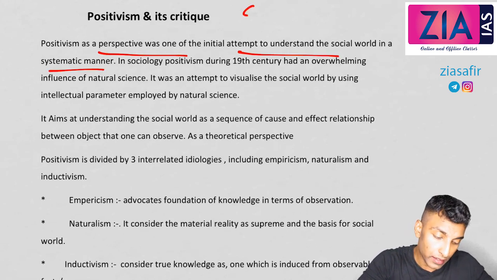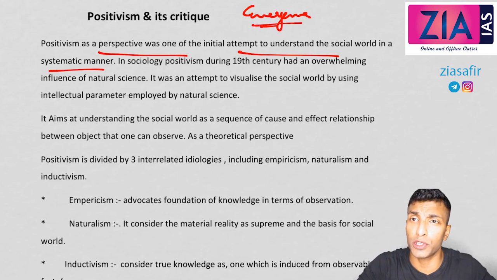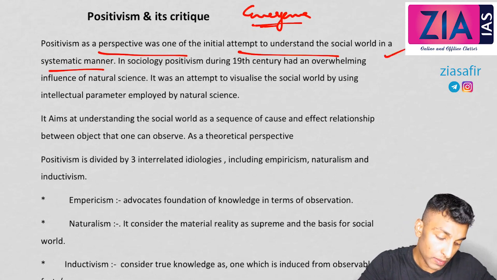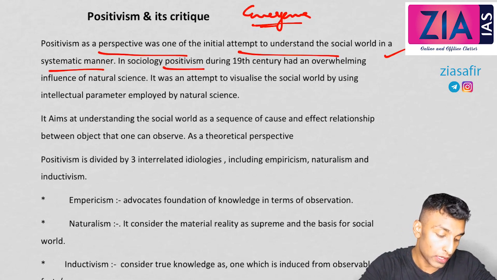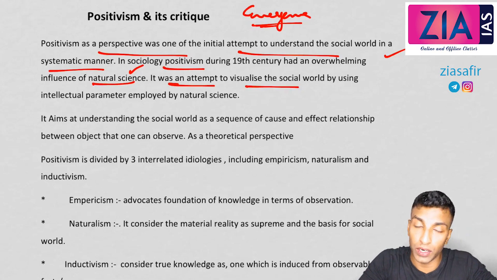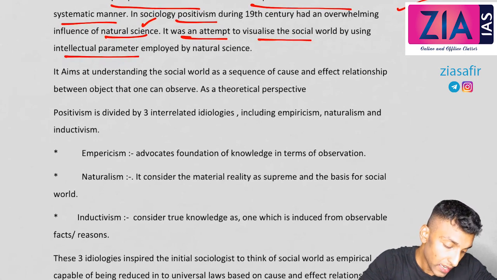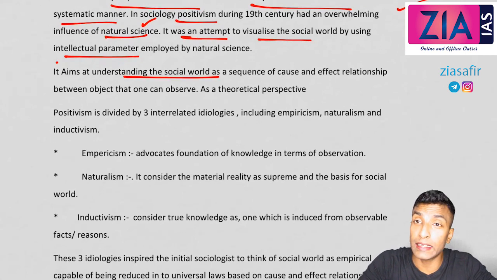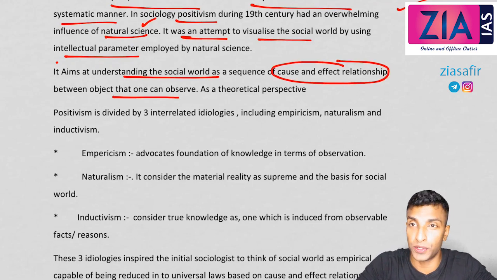So first, what you need to write here is the emergence of sociology in one sentence. Sociology emerged in response to challenges posed by modernity in medieval Europe. Then you talk about this: in sociology, positivism during the 19th century had an overwhelming influence of natural science. I've told you this point. It was an attempt to visualize the social world by using intellectual parameters employed by natural science. It aims at understanding the social world as a sequence of cause and effect relationships between objects that one can observe. So it is basically trying to establish cause and effect relationships. That's exactly what science also does.